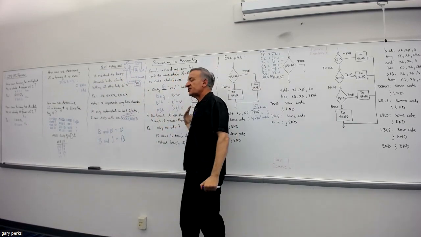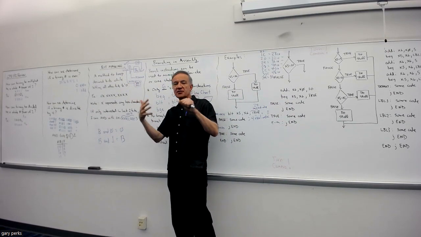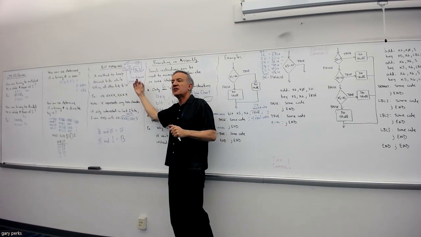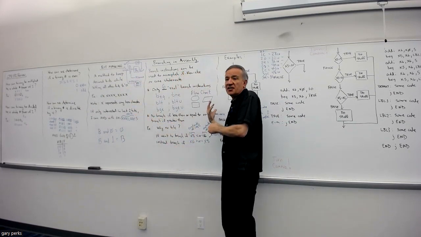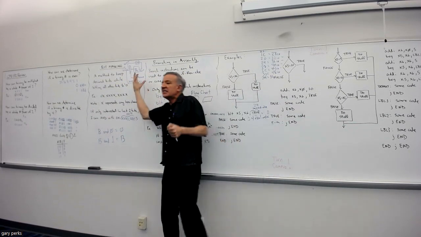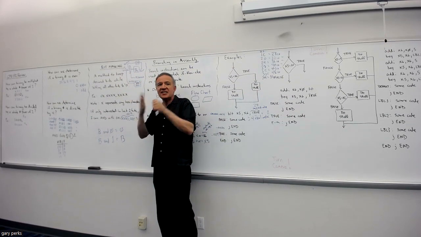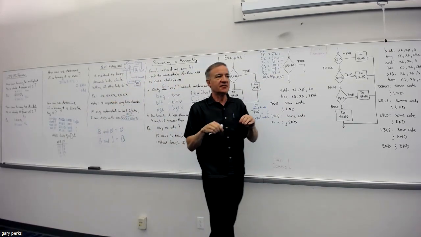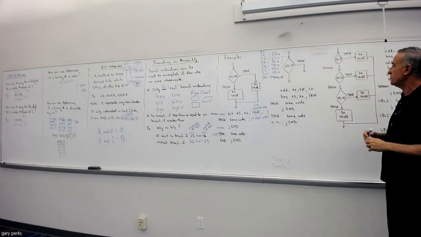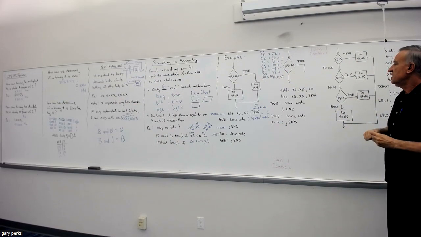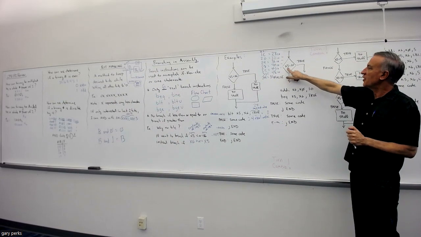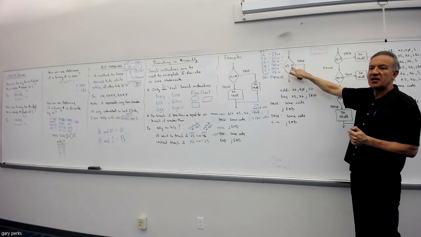You can't really understand why the hardware is the way it is unless you understand the instruction set. You can't really understand why the instruction set is the way it is unless you understand the hardware. They go hand in hand. Okay, so let's do a few more examples here, and then we'll take a break. Here, we're looking at this flow chart, where now we're comparing the contents of a register to a number.